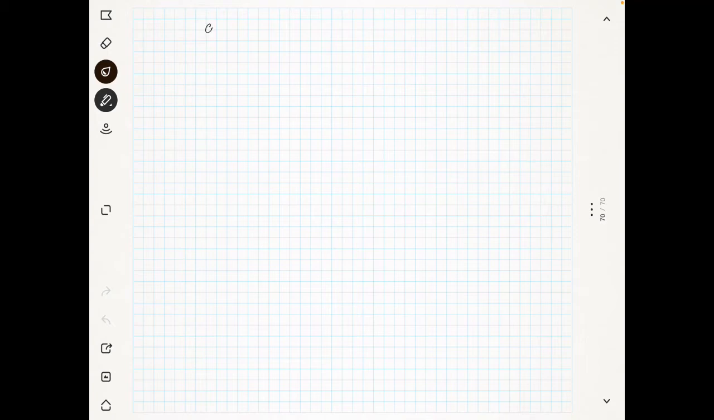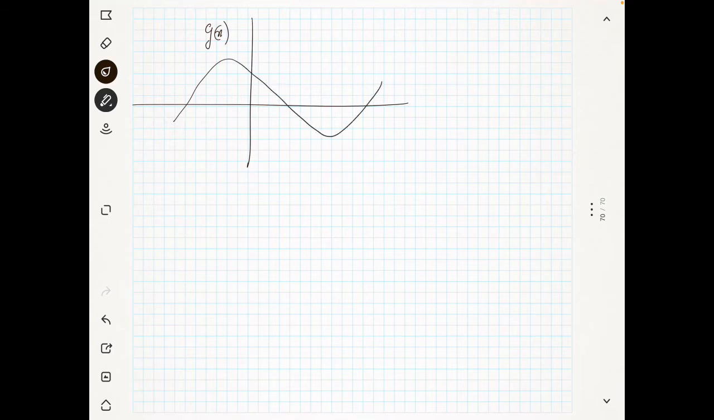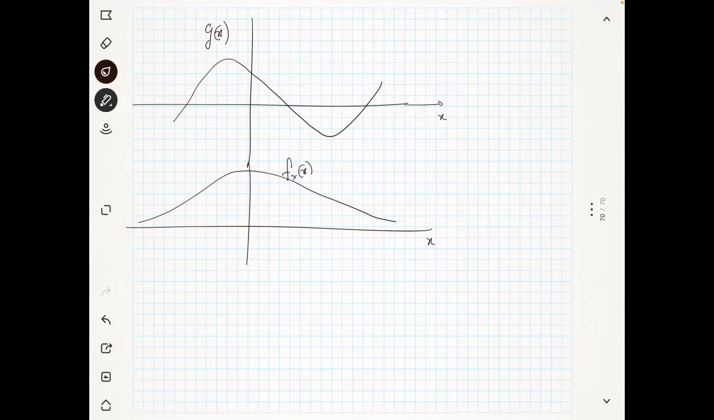Suppose you have a g of x which is shown like this, and you have your PDF something like this. Now this is your PDF fx of x, and this is x. Suppose you are talking about the roots of this function, so you can see here g of x is having the roots here.